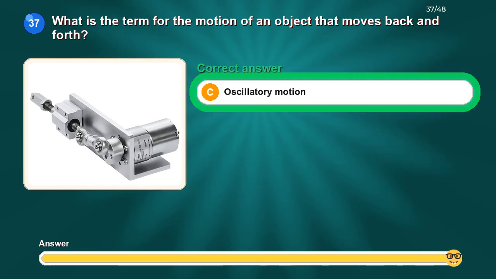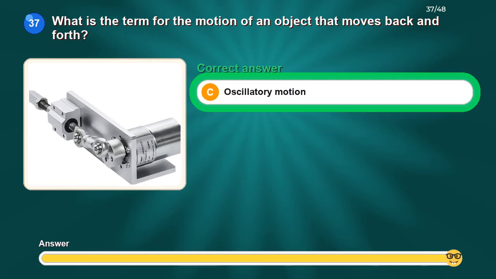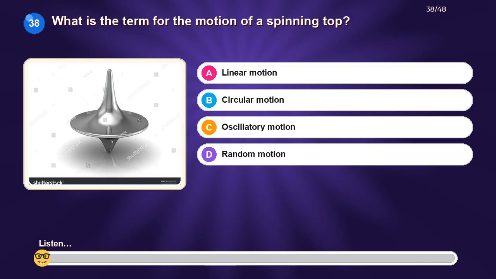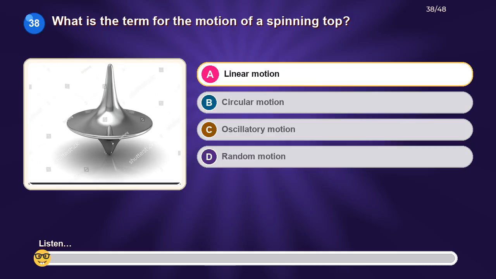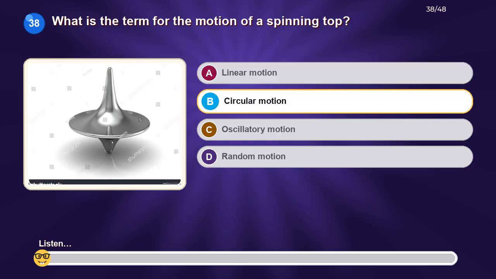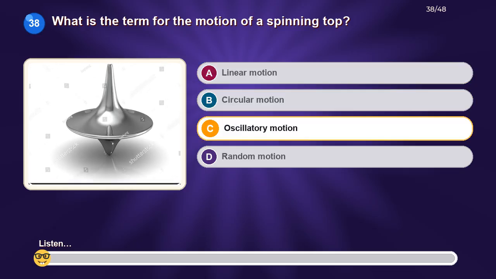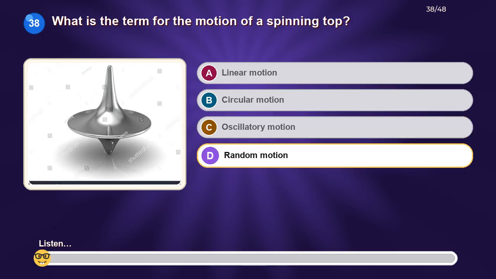The correct answer is oscillatory motion. What is the term for the motion of a spinning top? Option A, linear motion. Option B, circular motion. Option C, oscillatory motion. Option D, random motion.